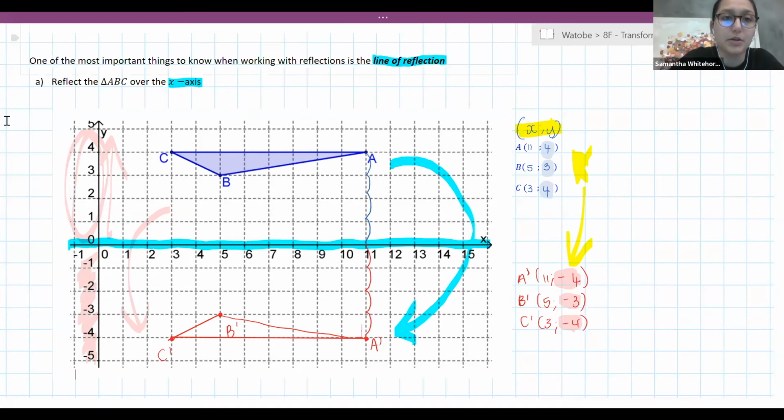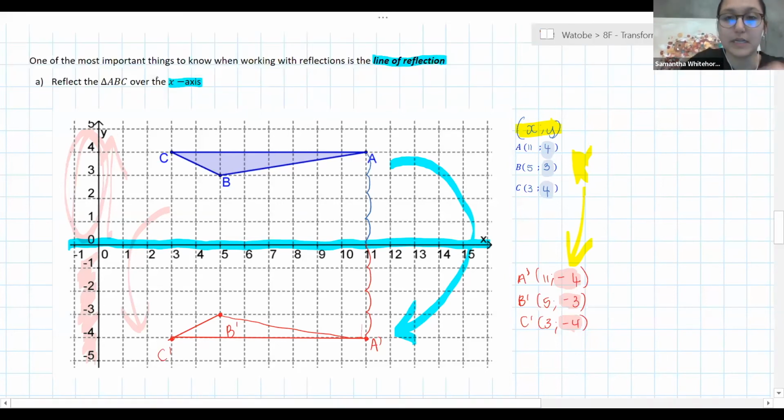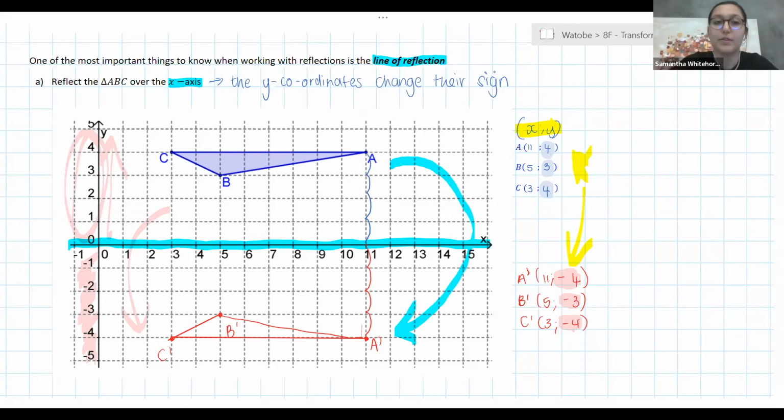So what I'm going to do is write a little note here. It's not going to be my neatest handwriting, but it'll be fine. The Y coordinates, when we go over the X axis, oh, I told you it's not going to be neat. Coordinates change their sign. So if they were positive, they become negative, and the same thing the other way. If they were negative, they'll become positive. And that's because we're going above and below the X axis. So the Y signs change.